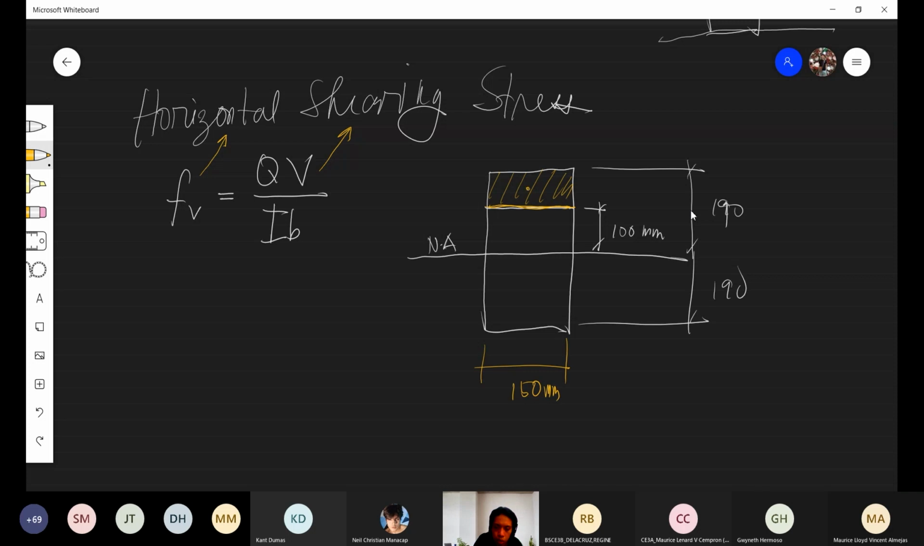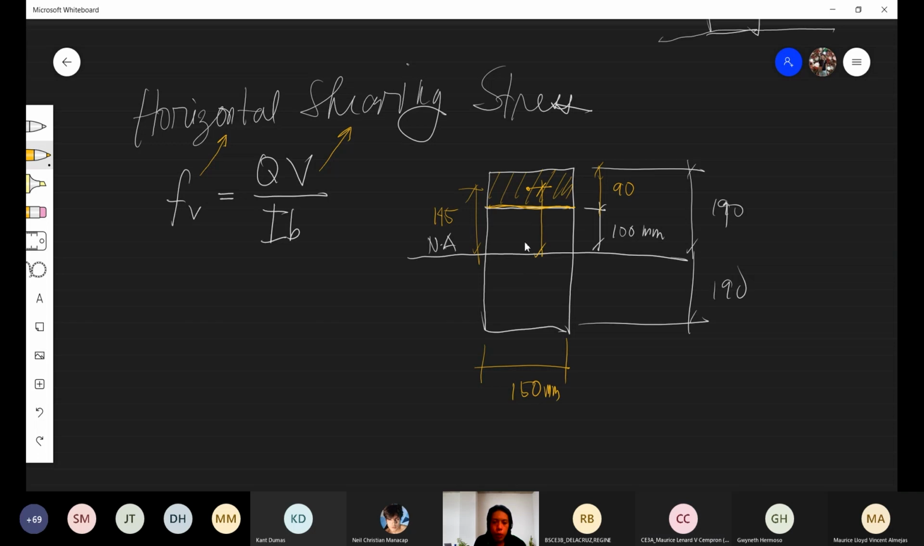So we get the centroid of this area and the distance of the centroid of the area to the neutral axis. If this is 90, half of that is 45, plus 100. So this distance is 145. Do you agree? Yes, sir. That distance is equal to 145, right?